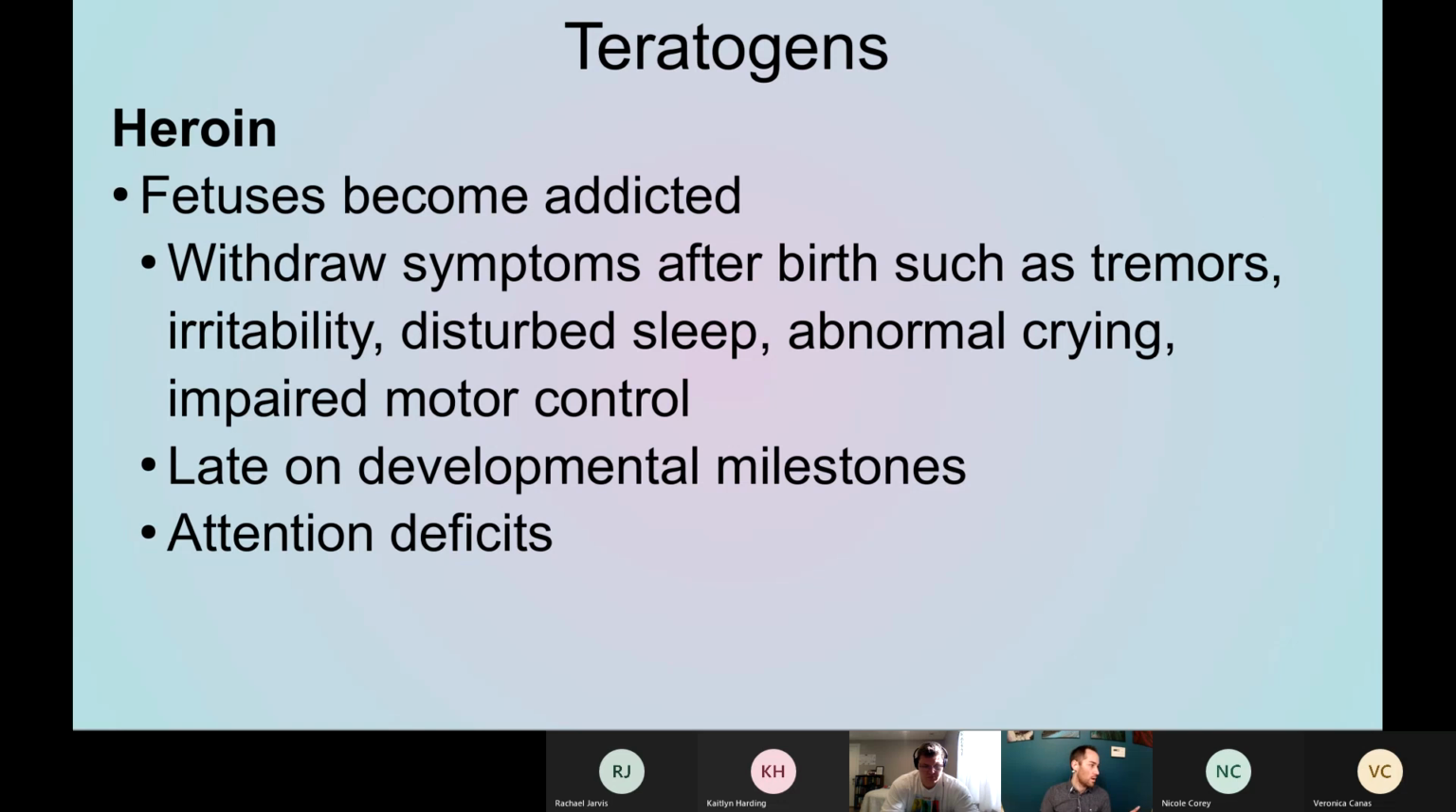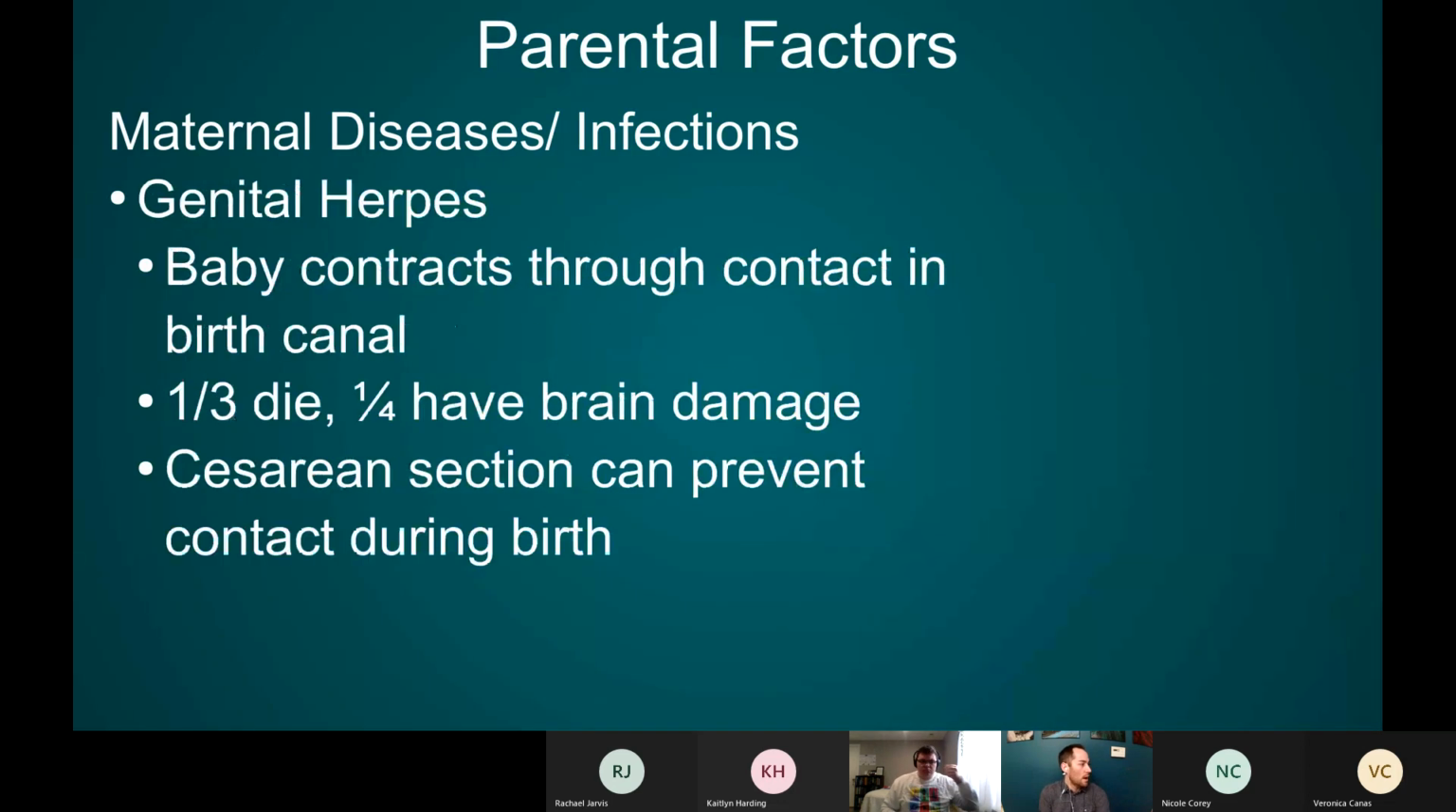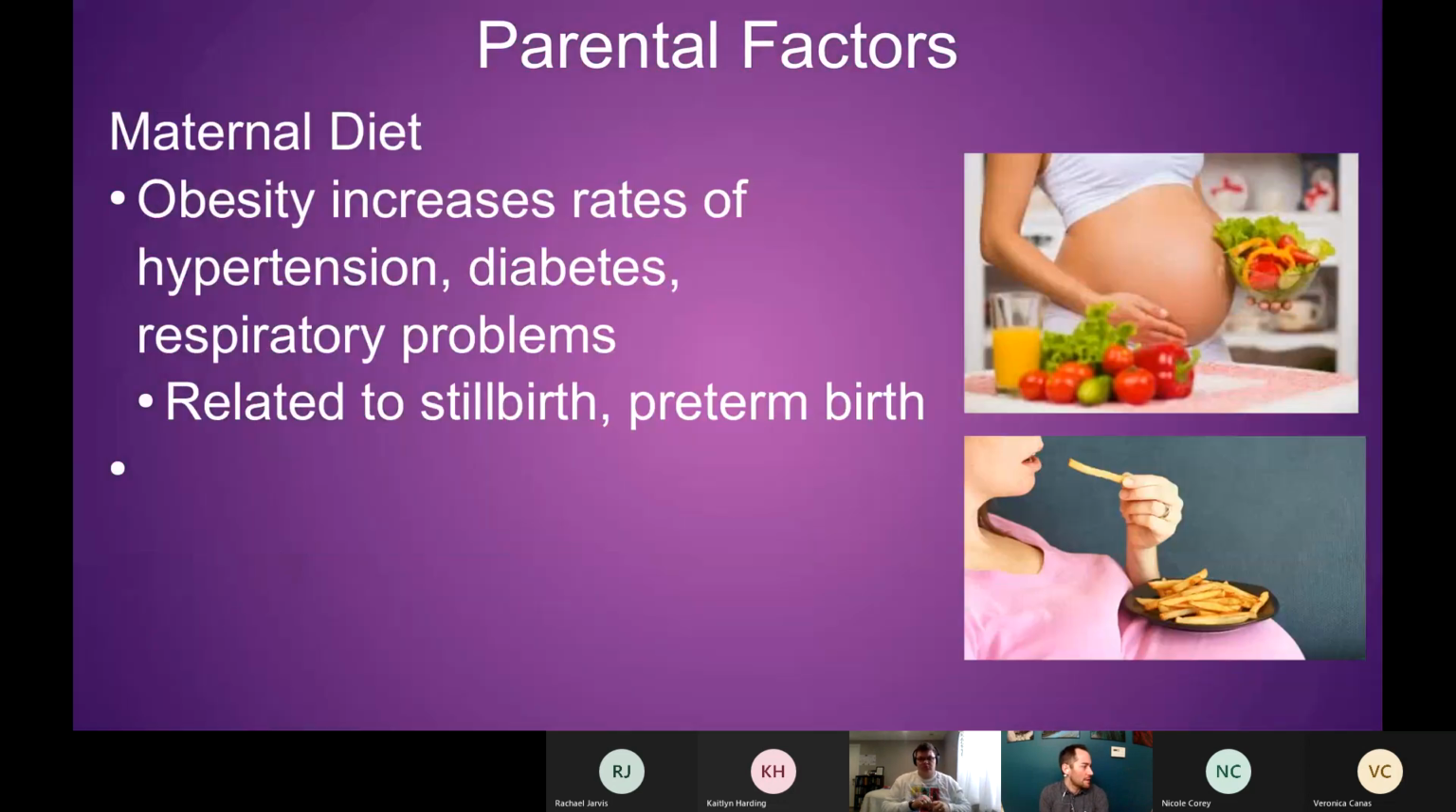Heroin and cocaine also have an additional problem: it can lead to addiction in the fetus, and that can be really difficult as well. But yeah, we're not going to go into detail on all of these. Hopefully you did read them in the book. Another couple things that I definitely wanted to talk about was maternal diet. Again, talking about the environment for the fetus to develop in.